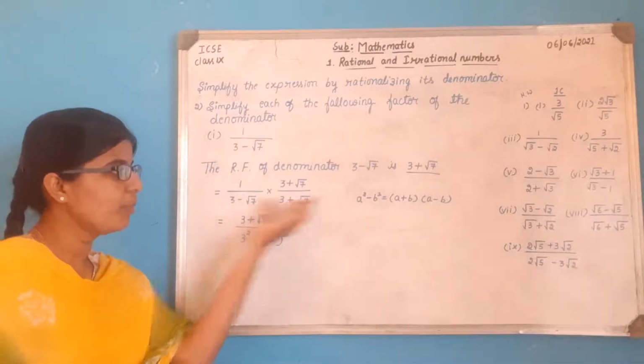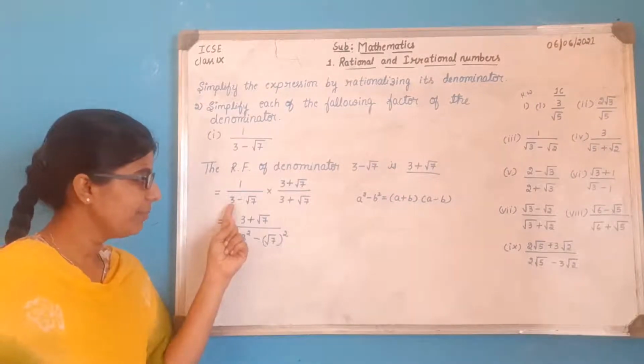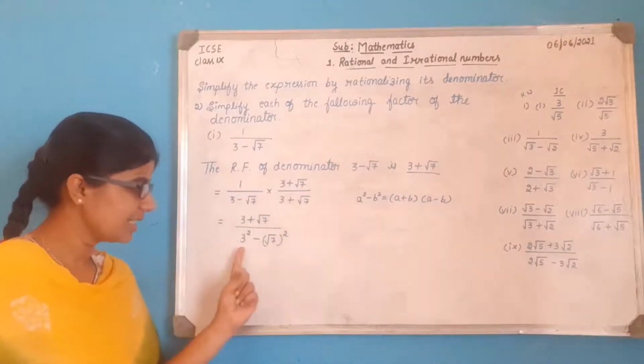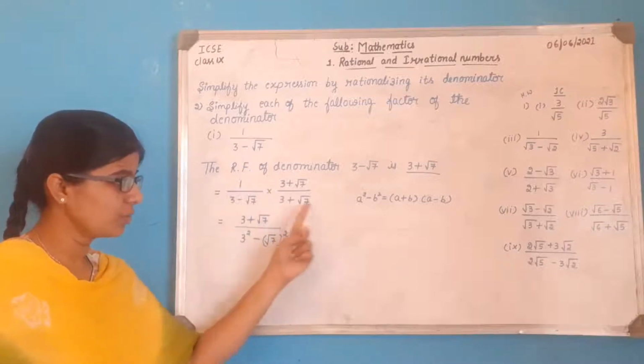The denominator is in the form of a plus b into a minus b, so you have to apply that. a means 3, so a square means 3 square, minus b means root 7, that is root 7 whole square.